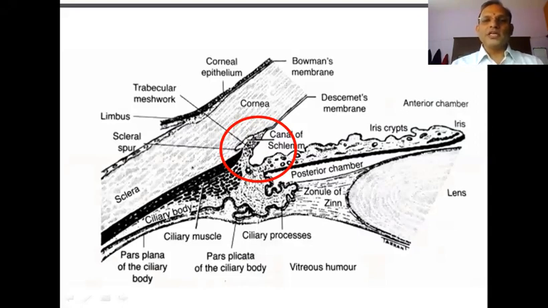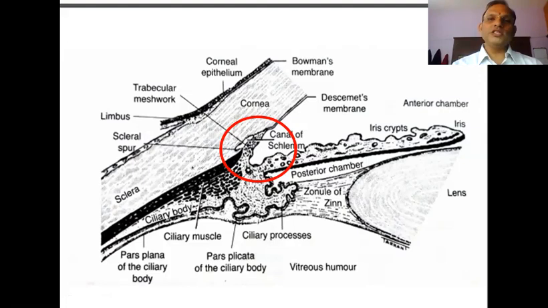The aqueous is secreted by the ciliary process. It comes to the posterior chamber. From the posterior chamber, it goes through the pupil into the anterior chamber. And after the anterior chamber, it goes into the trabecular meshwork. From the trabecular meshwork, it enters the Schlemm's canal, from where it is drained into the aqueous vein. The Schlemm's canal and aqueous veins will be described in a later part of this class.